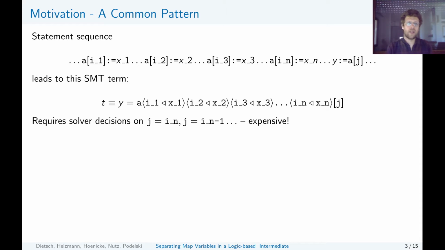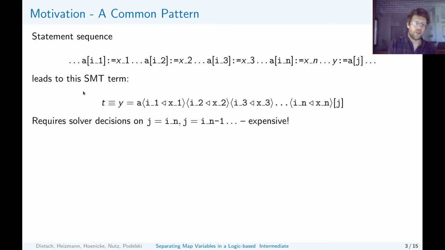Now, to zoom in on that a little bit, a common pattern in pretty much any program with maps is a statement sequence like this. So we have a bunch of update statements. For example, here A at index I1 is updated to value x1 and so on. And then at some point we read from that map A at an index j. What we don't know is which of these writes are even relevant for this read, because we need to know which of the indices alias and which don't, essentially.